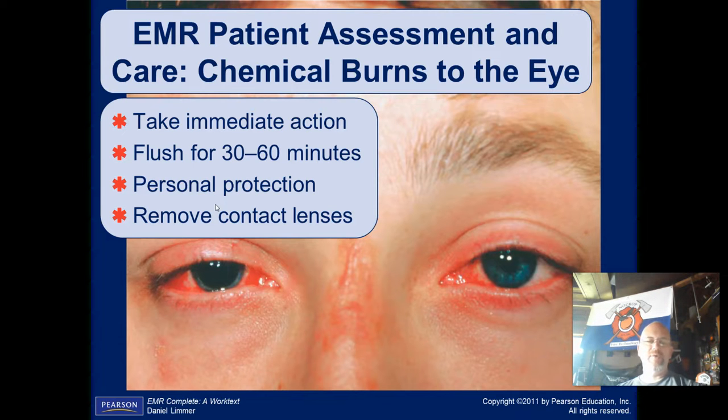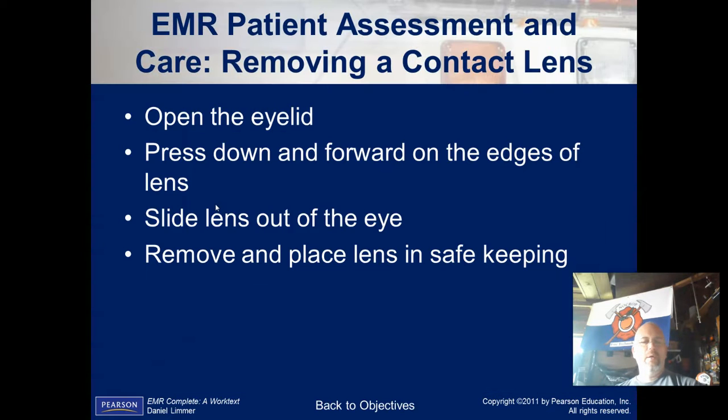One of the more common things we see here, guys, is pepper spray. That's what you're going to end up seeing most often, pepper spray in the eyes that's going to cause that kind of blurred vision. Open the eyelids, press down and forward on the edges of the lenses. Slide the lens out of the eye, and remove and place the lens in safekeeping. We should have something that we can place those lenses in because they are expensive and you don't want to lose those for the patient.